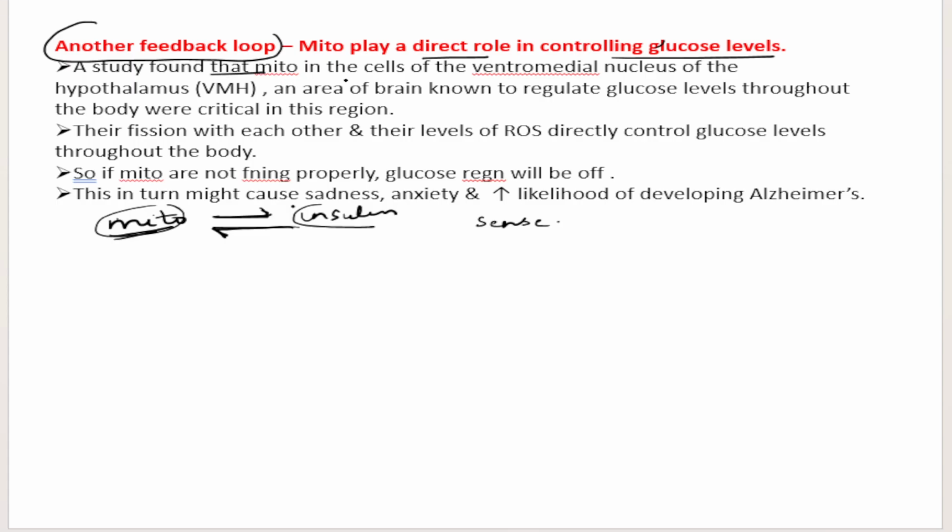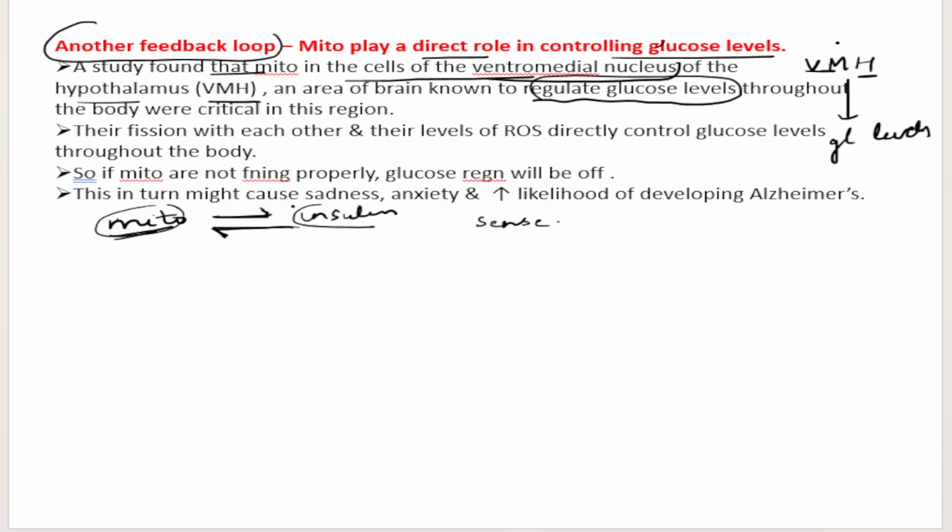Now a study showed that mitochondria in the cells of the VMH, which stands for ventromedial nucleus of the hypothalamus, an area of the brain that is known to regulate the glucose levels, were critical in glucose regulation.